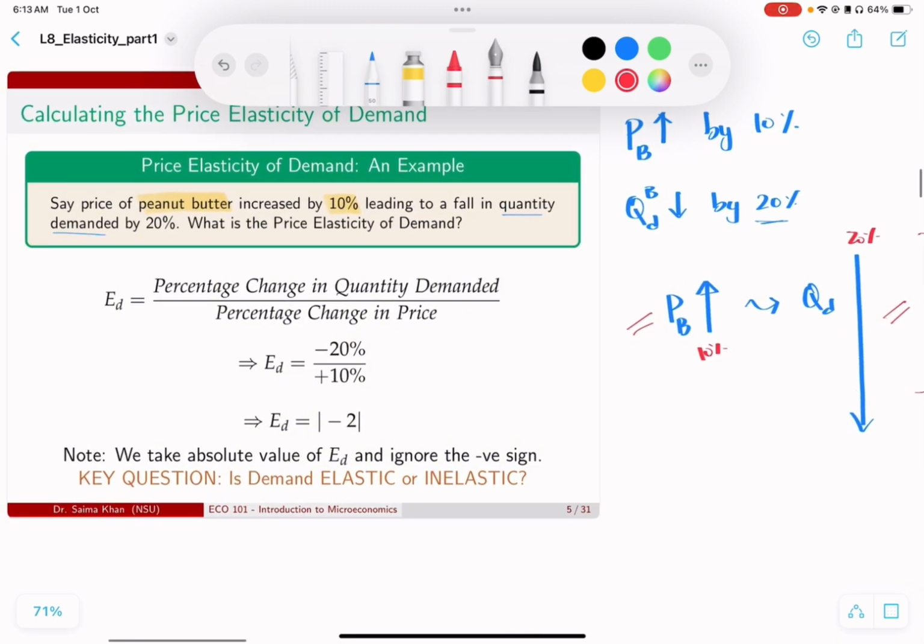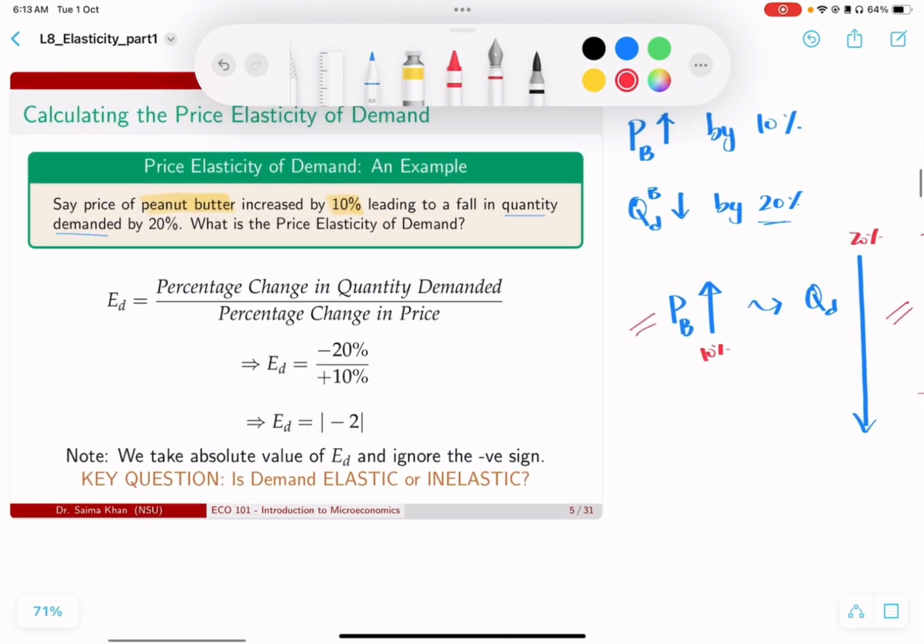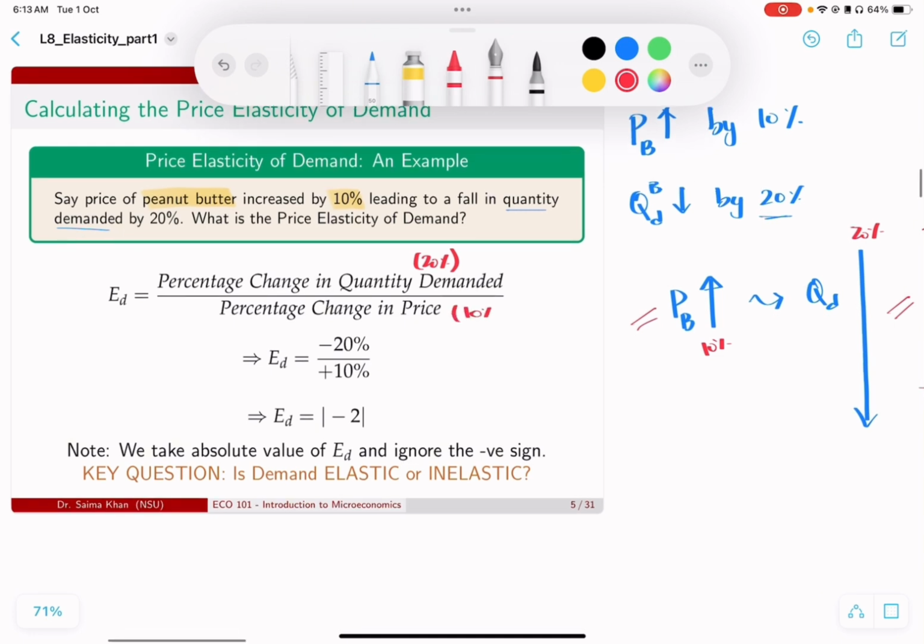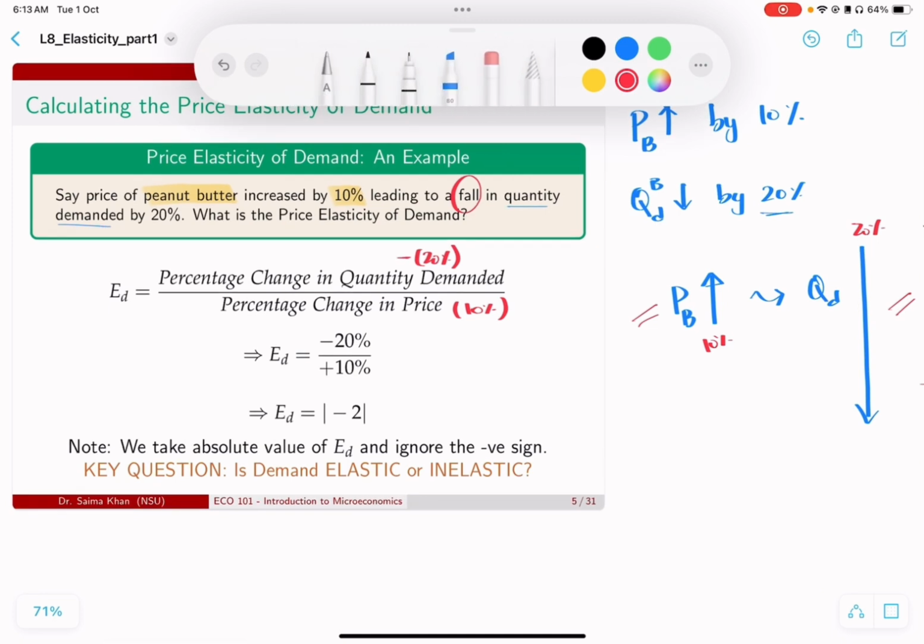So how are you going to calculate it? Well, if these numbers are given, you can just directly use the formula. You just plug in the values. Percentage change in quantity demanded is 20%, and then percentage change in price is 10%. Keep in mind that since we're talking about a fall in demand, you're going to put a minus sign in front. So that's exactly what we are doing here, this minus sign in front, and then divided by the 10%. So you're going to get a value of minus 2.